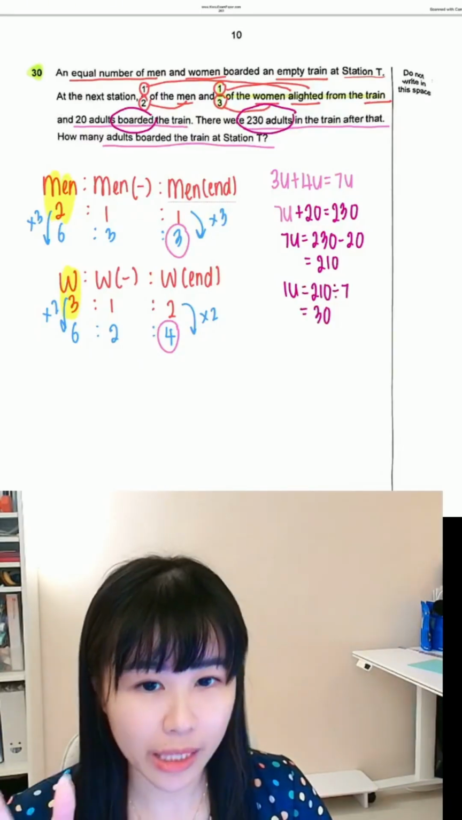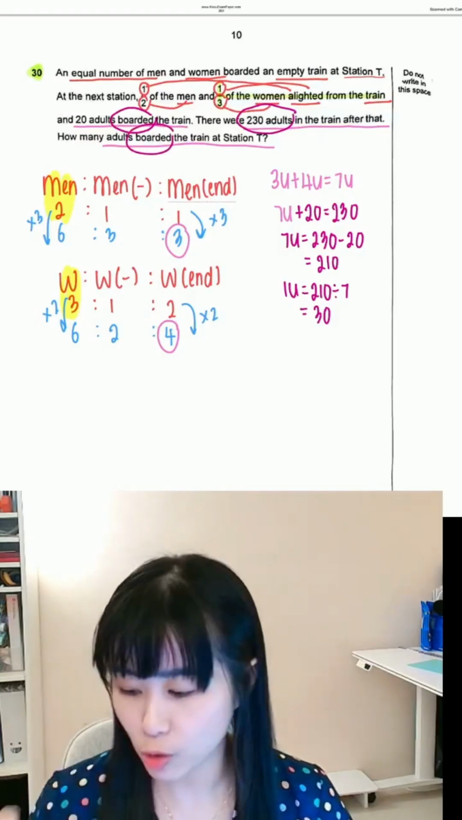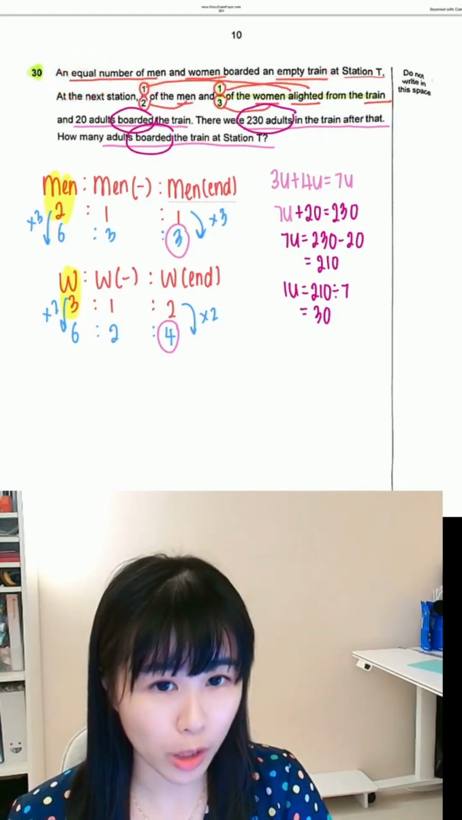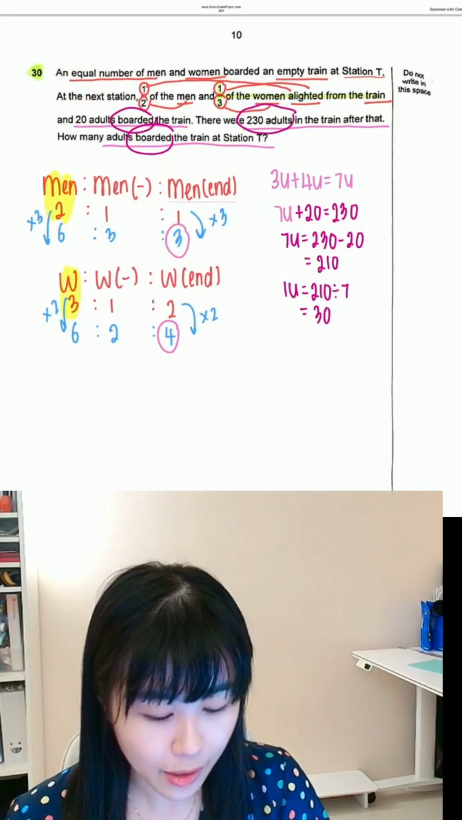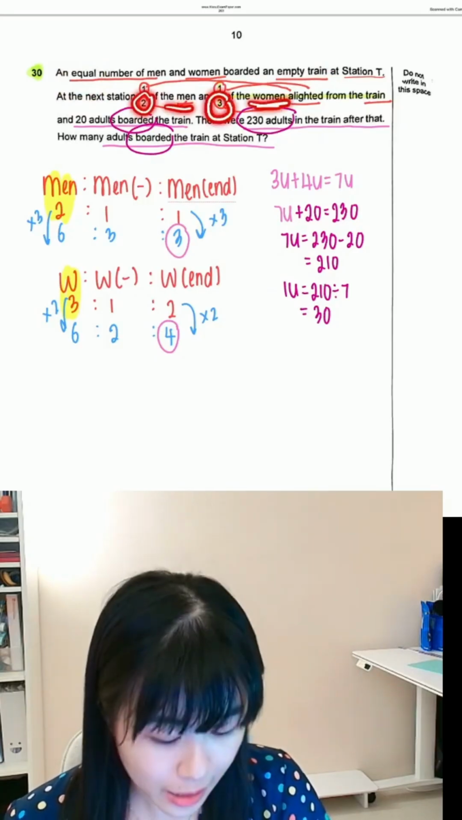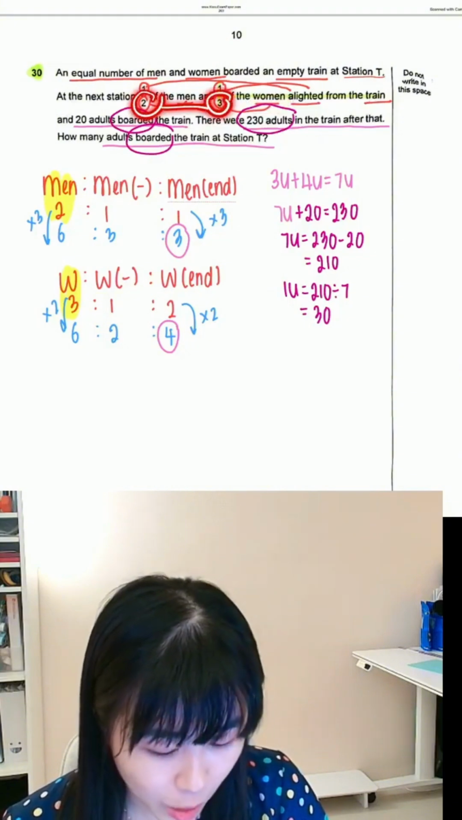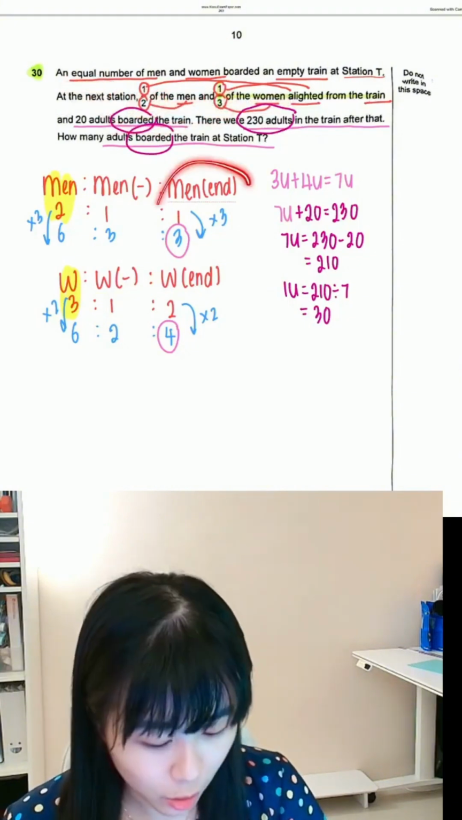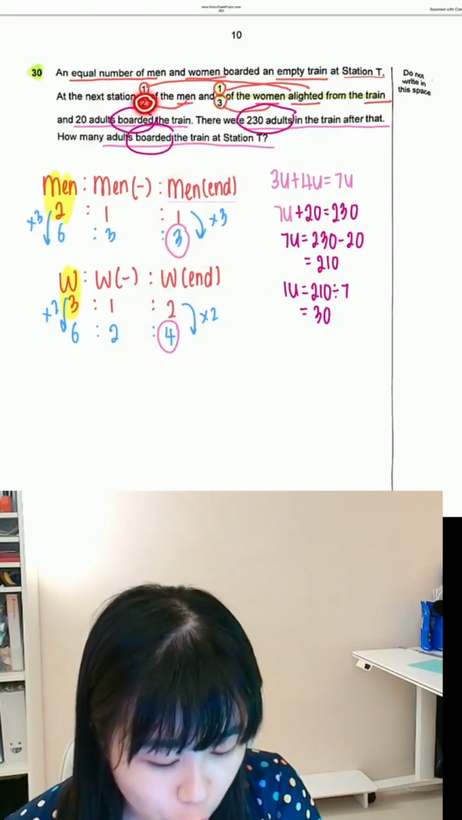How many adults boarded the train? So how many units do you find? Equal number of men and women boarded the empty train means originally the men at first, which is 2, and the women at first, which is 3. These 2 numbers are the ones that should be equal. Not the one in the end, but the original one.